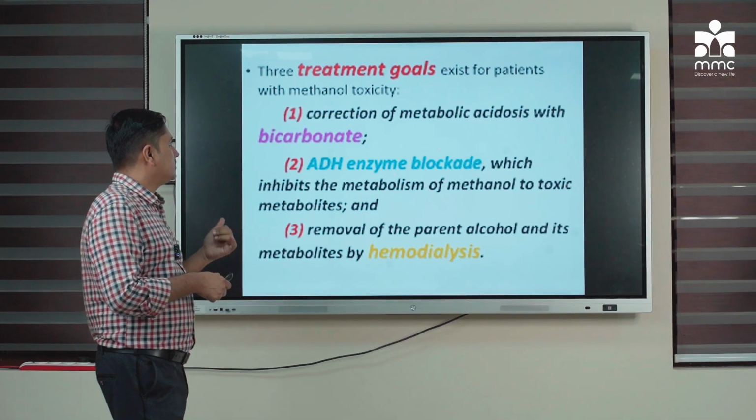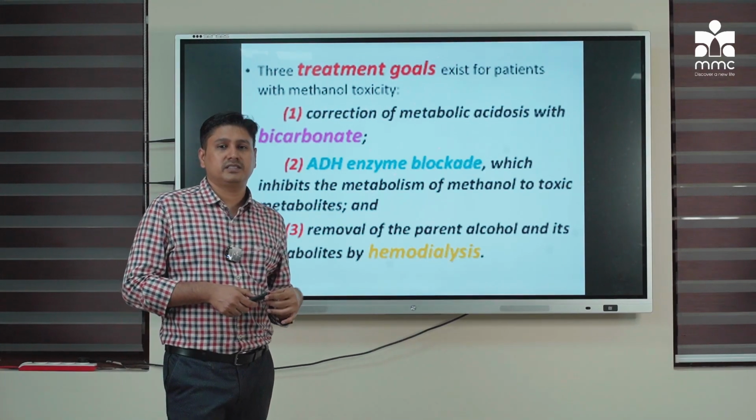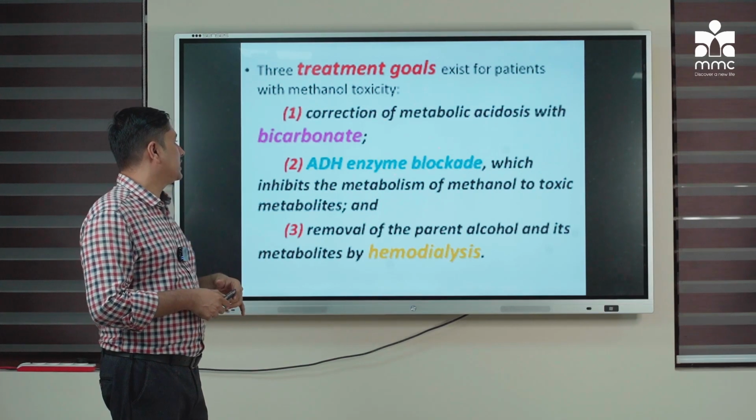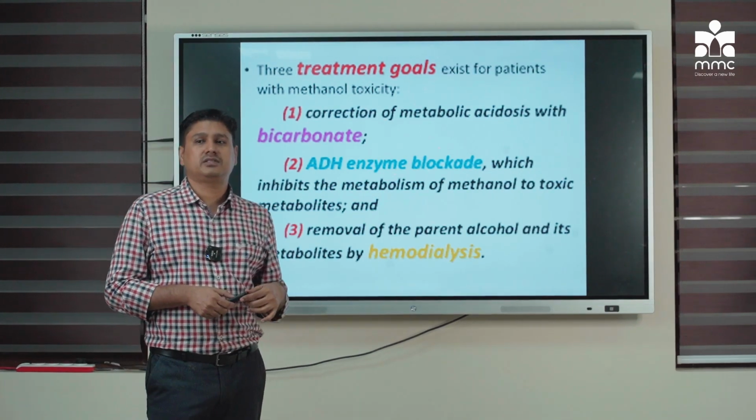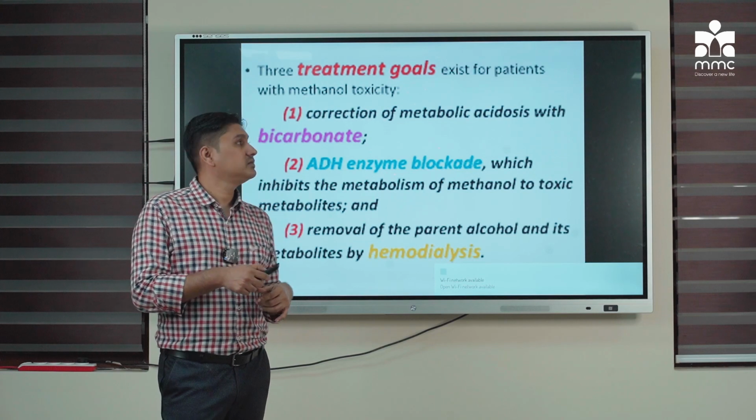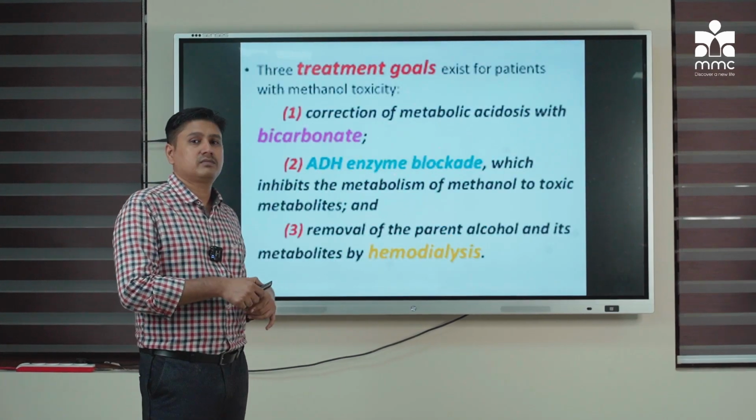So the other measures are to administer bicarbonate. In case of acidosis, we have to administer bicarbonate, and the final measure is hemodialysis. So thank you.